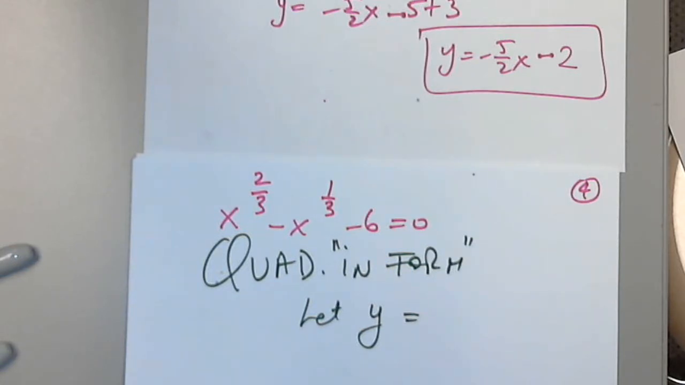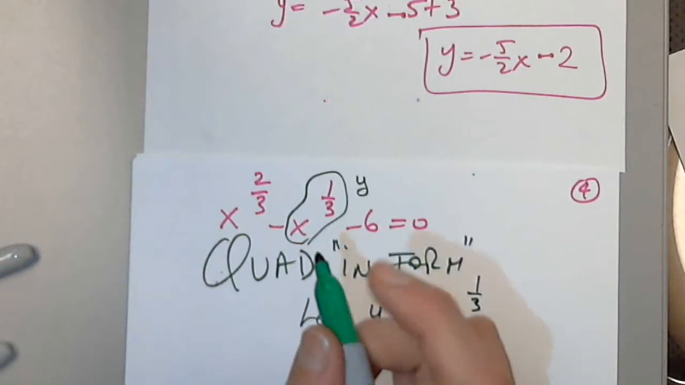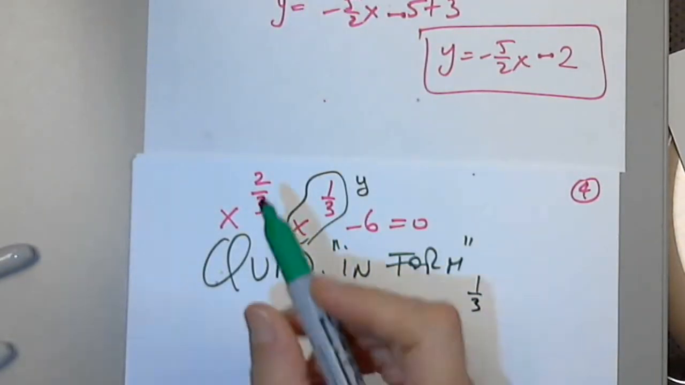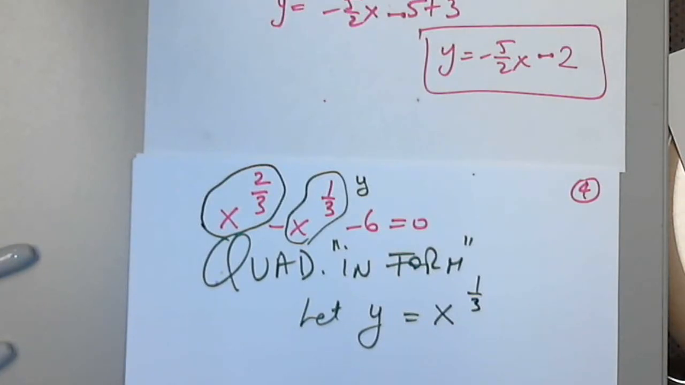The equation. X to the 1/3. Yes, x to 1/3 will be our y, only if it's true, and this can be replaced by y squared. If that cannot be replaced by y squared, then the equation is not quadratic in form, and I cannot use this method. Perfect. So let's verify.